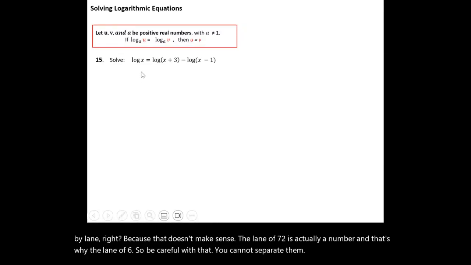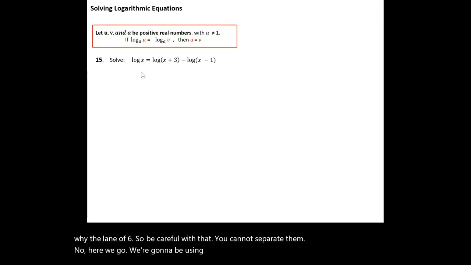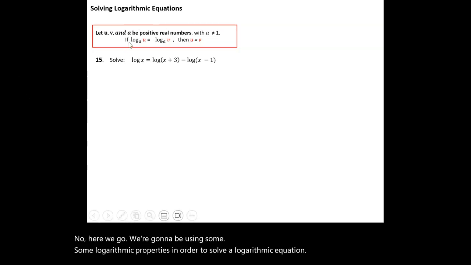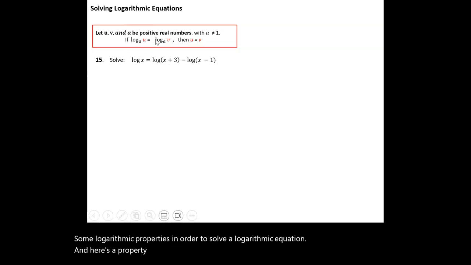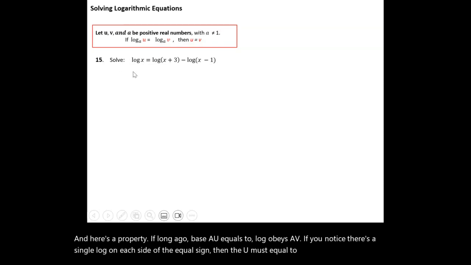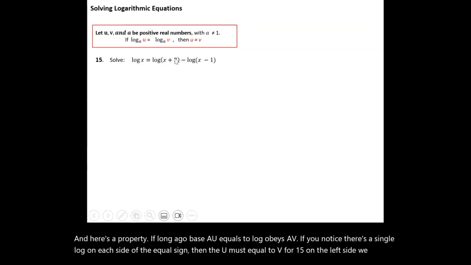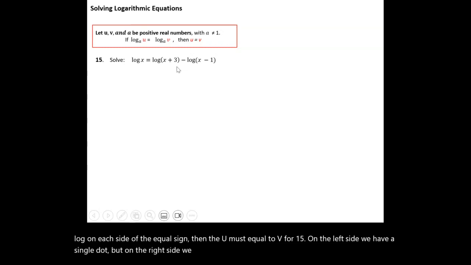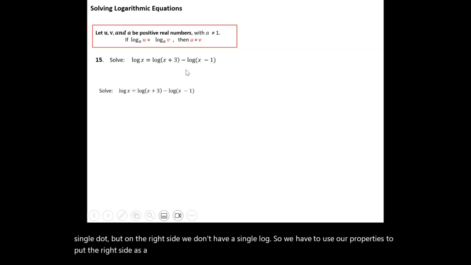Now, here we're going to be using some logarithmic properties in order to solve a logarithmic equation. And here's a property. If log base a of u equals log base a of v, if you notice there's a single log on each side of the equal sign, then u must equal v. For 15, on the left side, we have a single log. But on the right side, we don't have a single log. So we have to use our properties to put the right side as a single log.